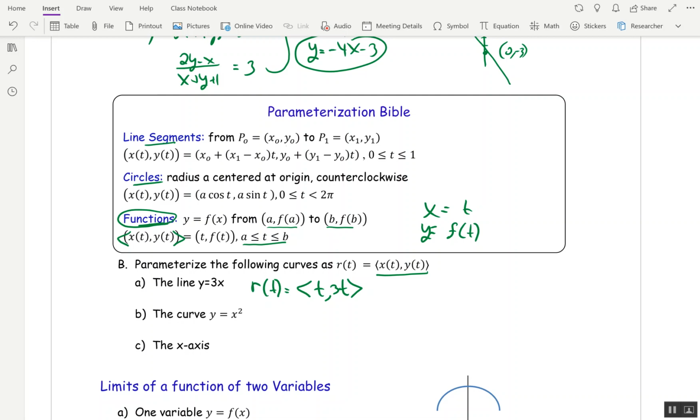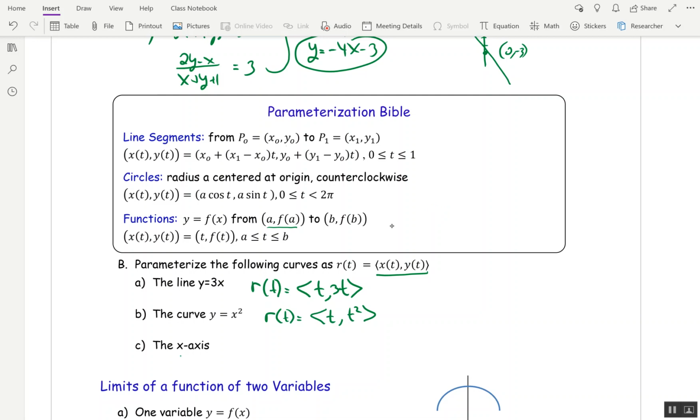It's that easy. This one usually gives people trouble because it's so easy, they think it can't possibly be that easy, but it is. Okay, next one, r of t. Again, it's a function y equals f of x, so t comma t squared. It's later in the course that we'll be putting restrictions on t. In this section, we really just need to get the parametrization.